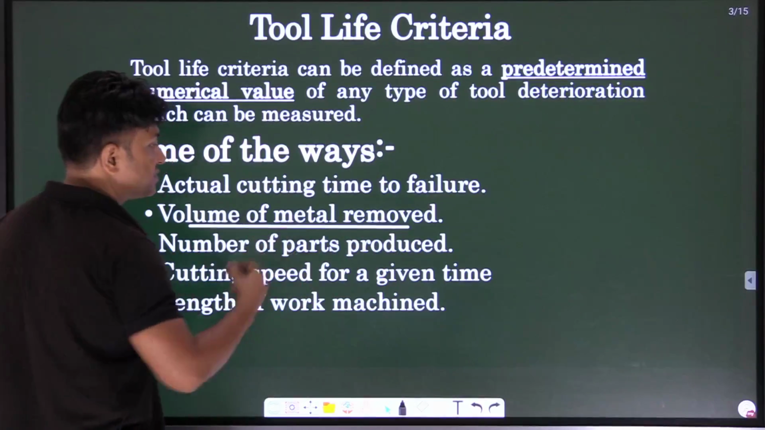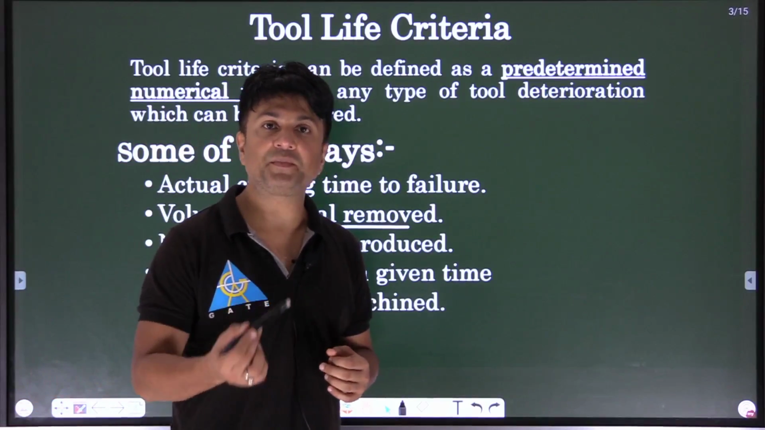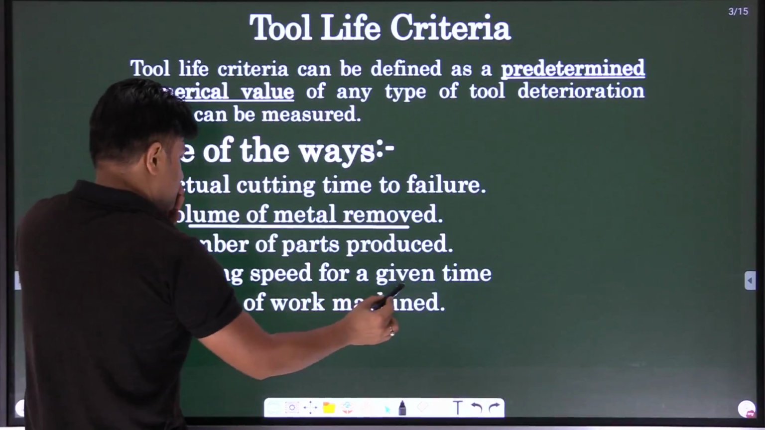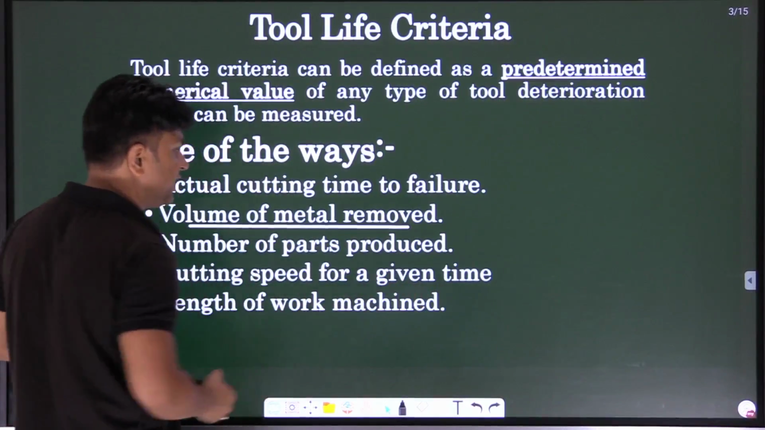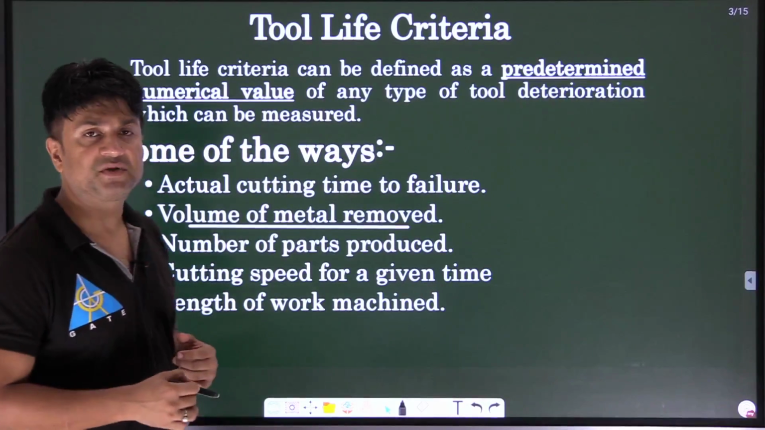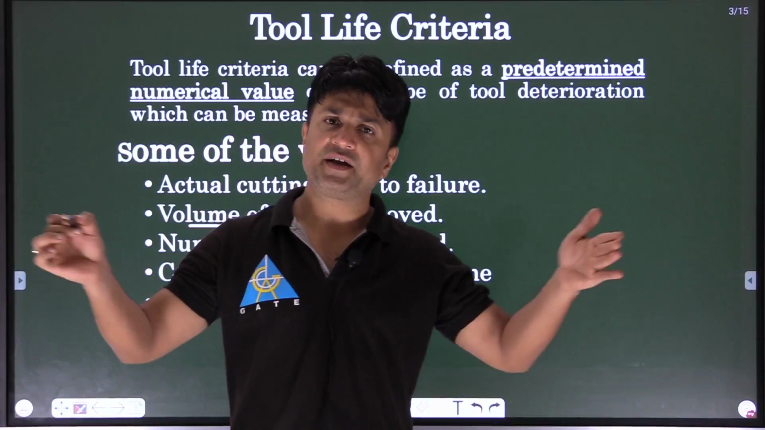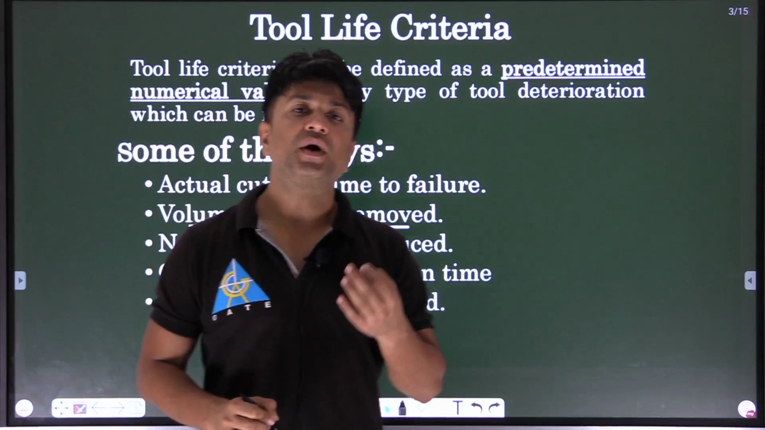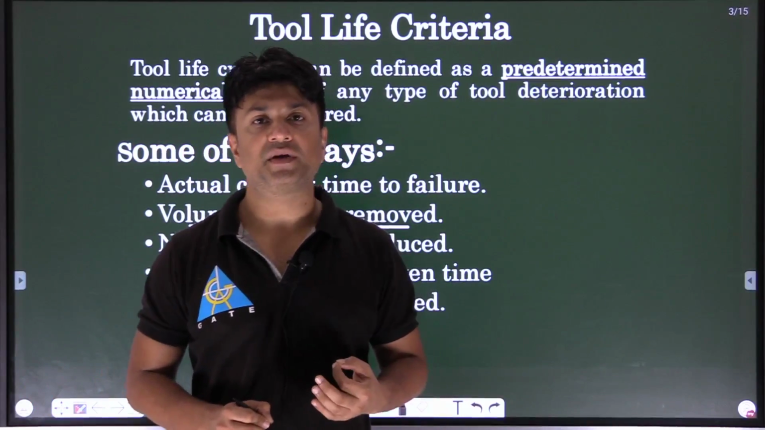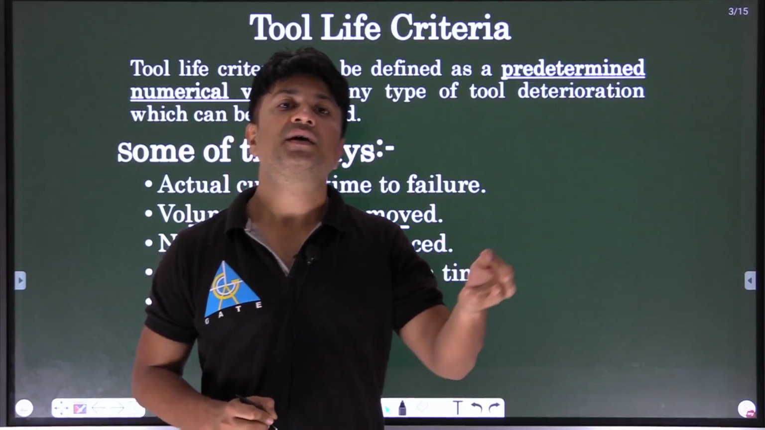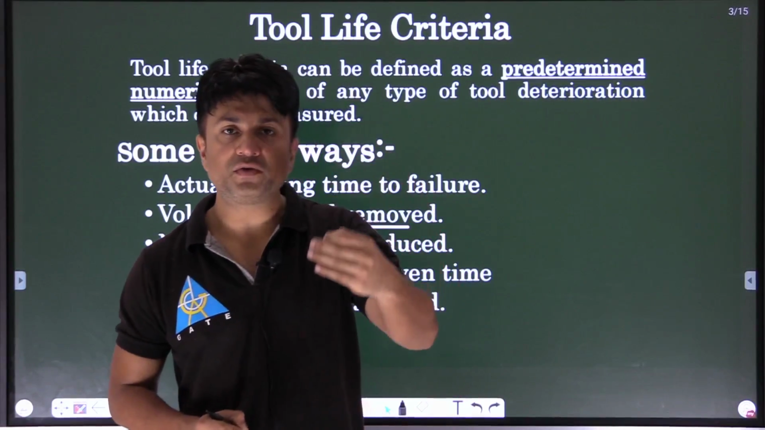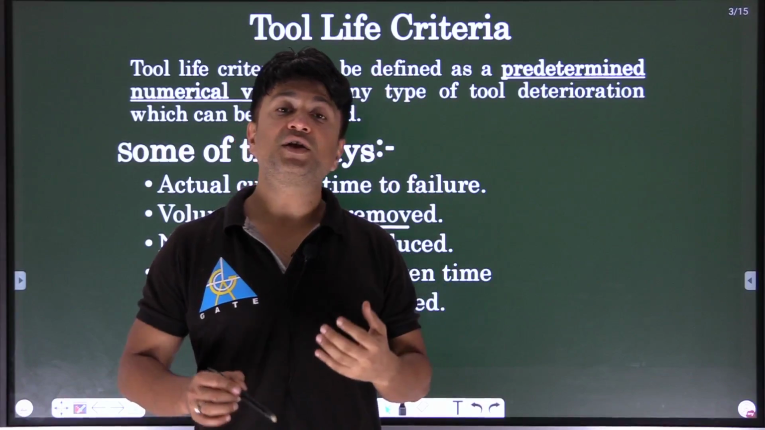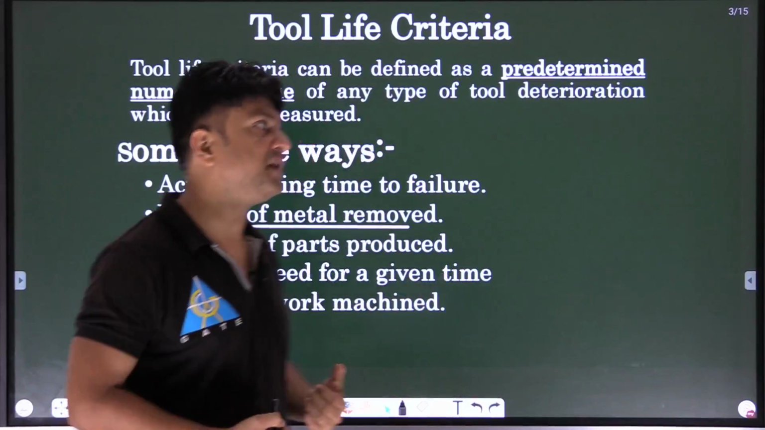Number of parts produced: suppose a tool is going to produce 100 parts, then after that the tool is not useful. Cutting speed for a given time, and also the length of the workpiece machined: after cutting that much length of the workpiece the tool is not useful. What do we mean by cutting speed? If you are using a tool at 60 meter per minute, then the tool life will be, let's say, 30 minutes. But if you go above 60 meter per minute velocity, then the tool will wear very fast. That is the meaning.